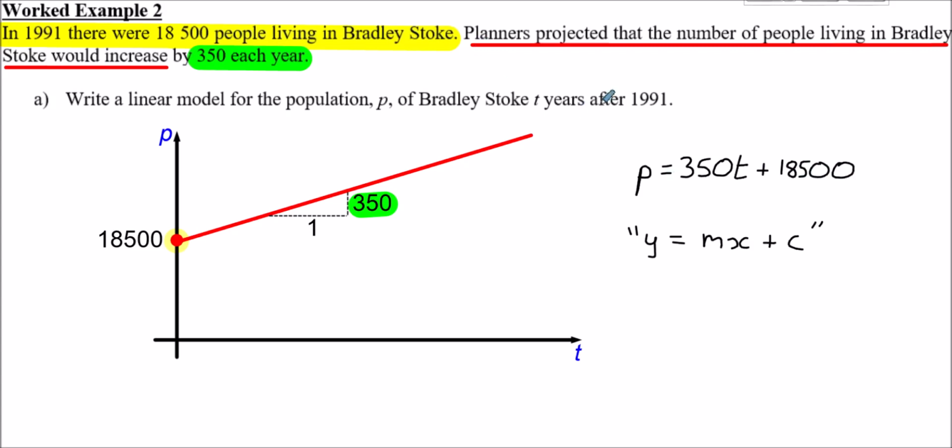So I'm just trying to show you, I suppose, that although it might look new and unfamiliar, we can always link things back to familiar territory. All this is really is just y equals mx plus c dressed up a bit. So that's the relationship linking population and time after 1991.